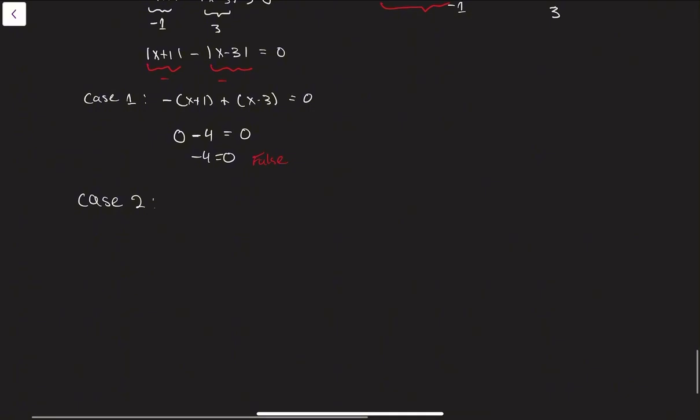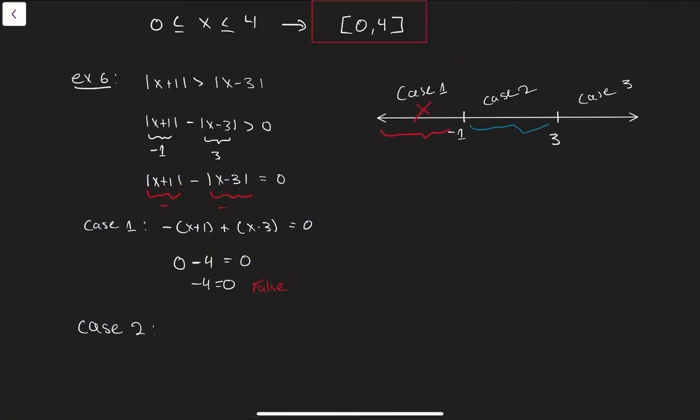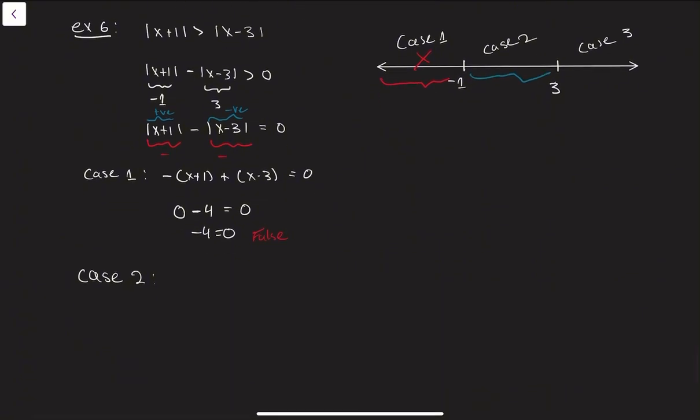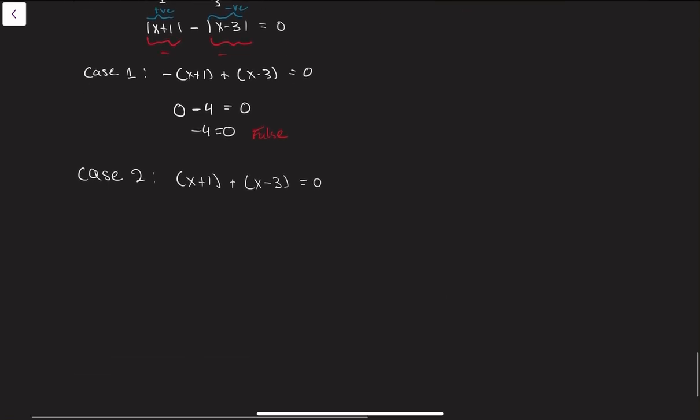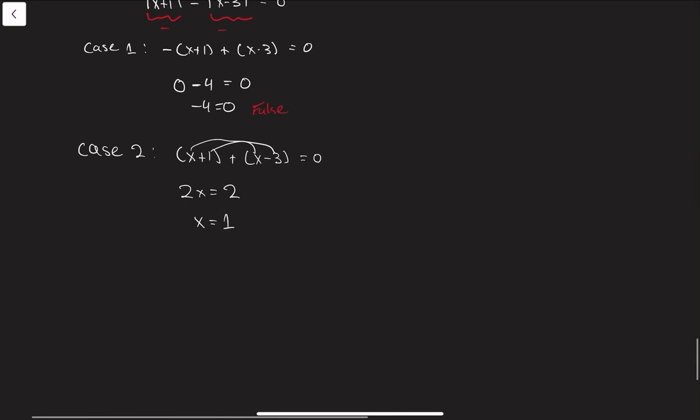In case 2, we're working within this range. We have x is between -1 to 3. So when x is between -1 to 3, the absolute value of this guy becomes positive, and this one stays negative. So knowing that, this expression is positive, x plus 1. This one stays negative, so we keep our positive symbol. X minus 3 is equal to 0. Now adding like terms, we get 2x is equal to 2. So we added these guys and brought the constants to the right-hand side. And we obtain that x is equal to 1.